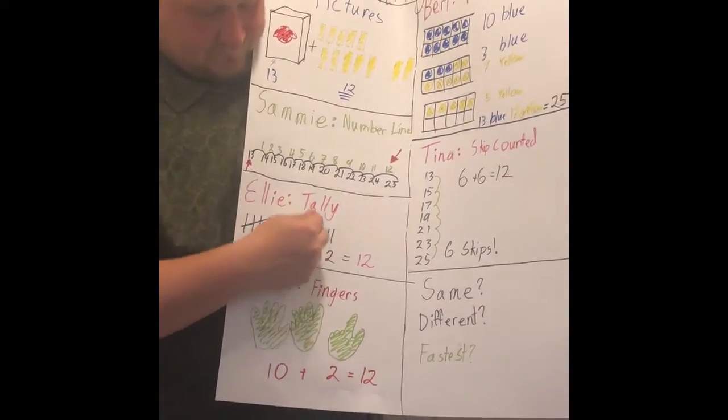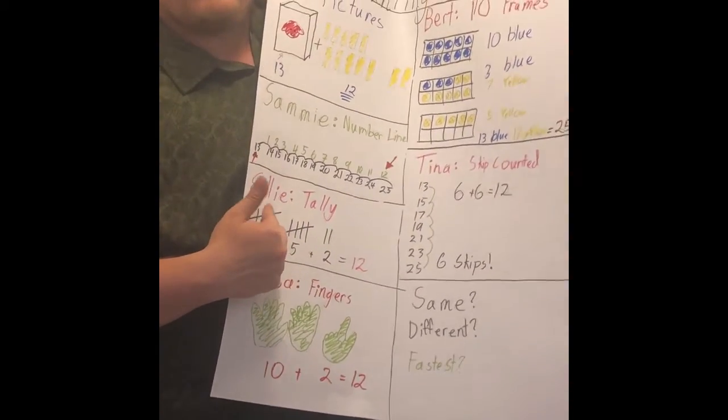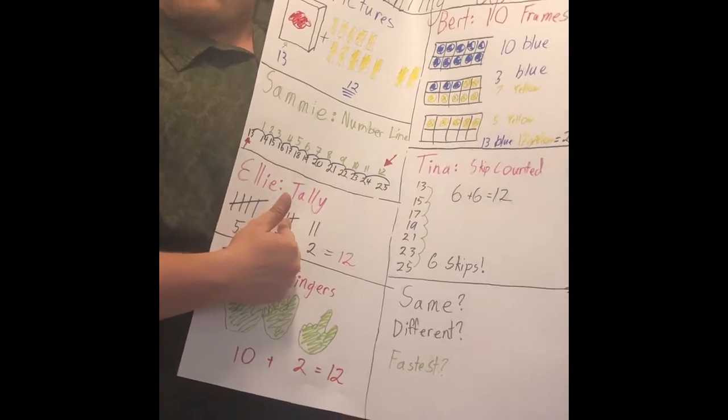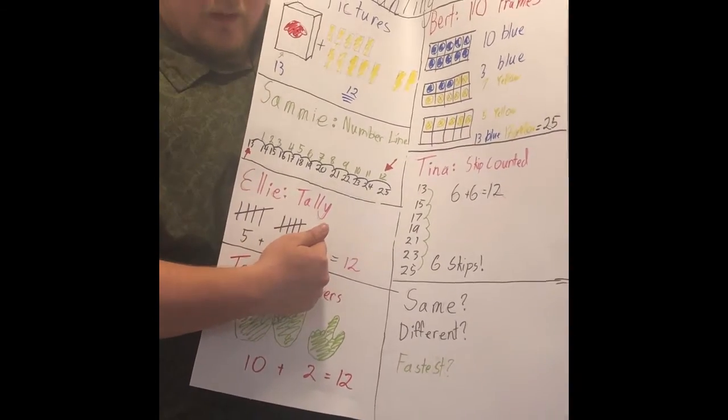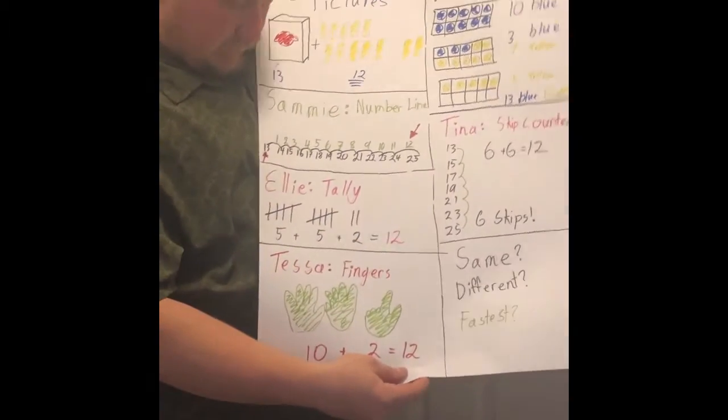5, 5, 2. So we can count it together. Let's count by fives. 5, 10. What have we got left to count? 1, 2. 11, 12. 12. Good job, Ellie.